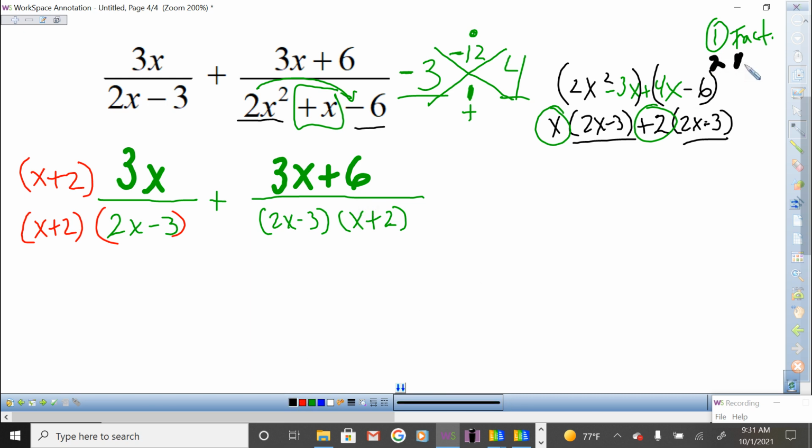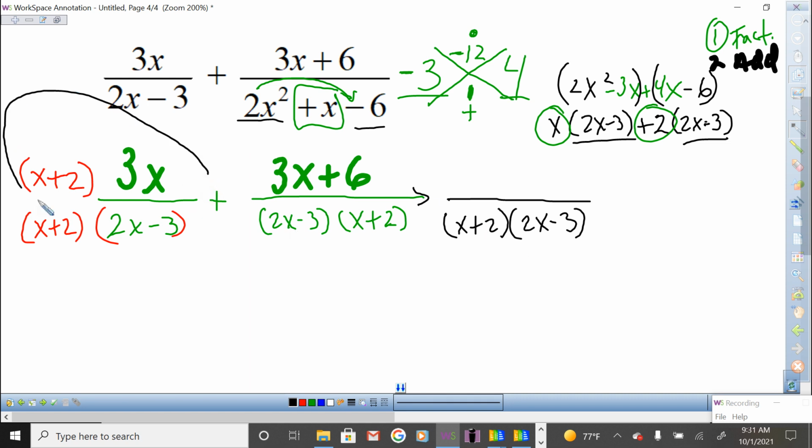Let's go to step 2, which is to add. Okay? So let's add. That means we make it into one fraction. We got x plus 2 and 2x minus 3. Now look up. Does the order matter? No, in multiplication the order doesn't matter. That's what we call closure in multiplication. Alright, so then now we focus on the numerator.